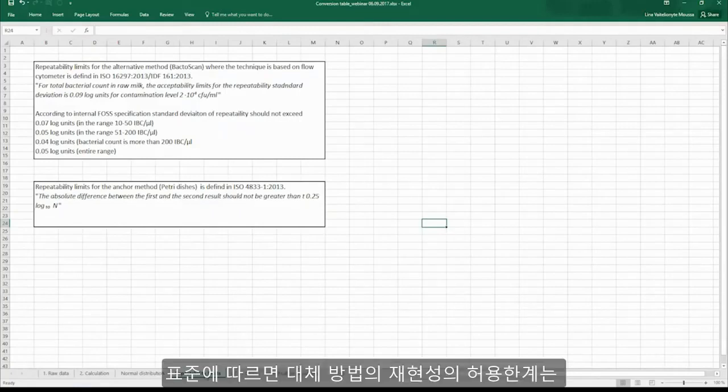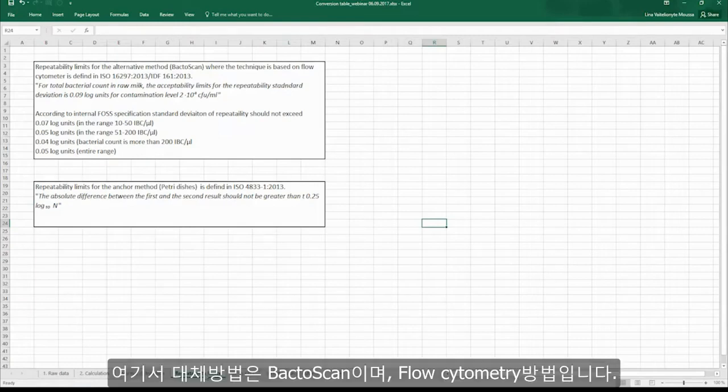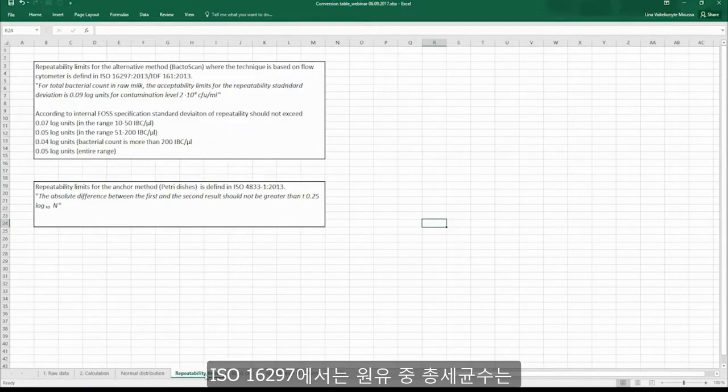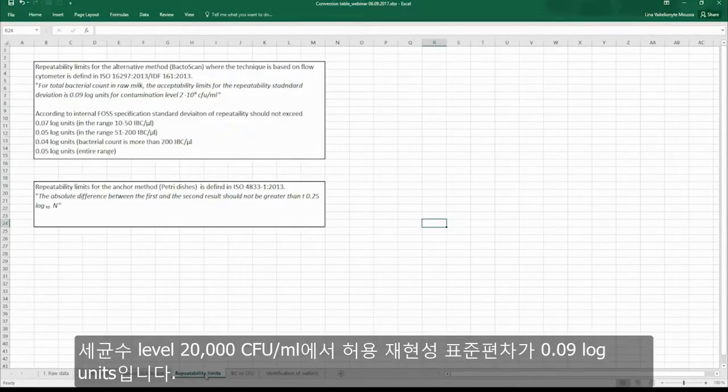And according to standards, the repeatability limits for the alternative method, so in our case BactoScan, where the technique is based on flow cytometer, are defined in ISO 16297. And it's saying that for total bacterial count in raw milk, the acceptability limit for the repeatability standard deviation is 0.09 log units for contamination level 20,000 CFU per milliliter.